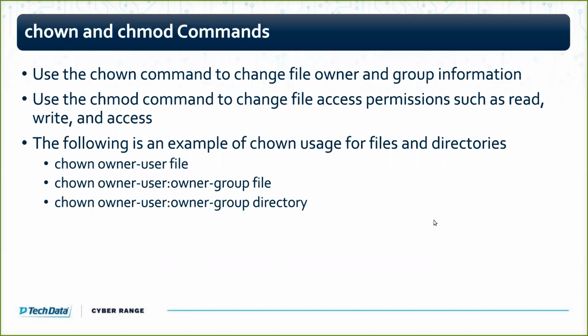Chown and chmod. Think of Linux file and directory ownership as two buckets. You have groups and you have users. The chown command will allow you to change those ownerships, either for files or directories, for both owners and groups. And the chmod command, which we'll show in the next slide, will allow you to change specific permissions such as read and write access on those files or directories.